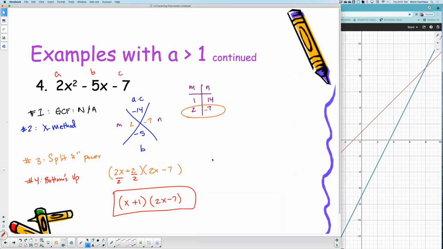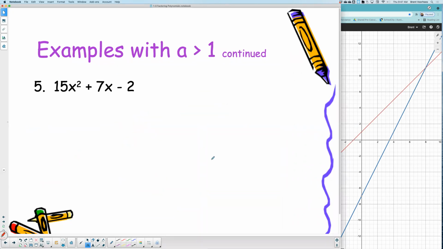All right. One more, I think, and then it'll be your turn for DOL number 2. Let's go quick through this. Step 1. Call it out as a class. What's step 1? GCF. 15, 7, and -2. None? Okay. Step 2, X method.